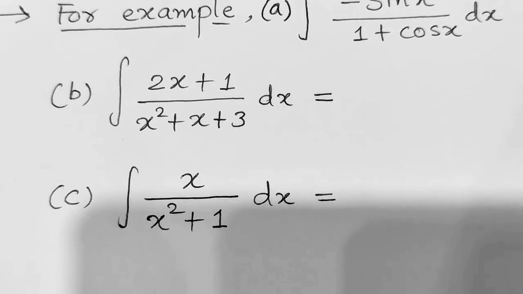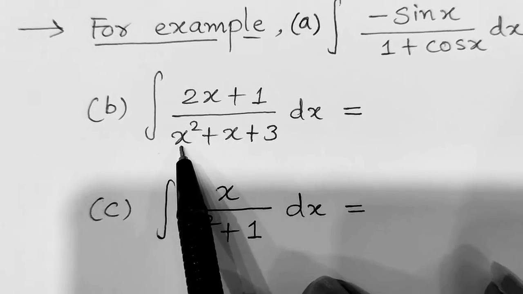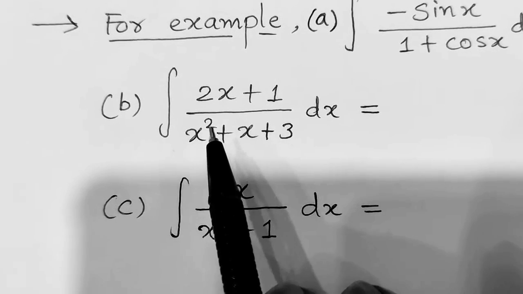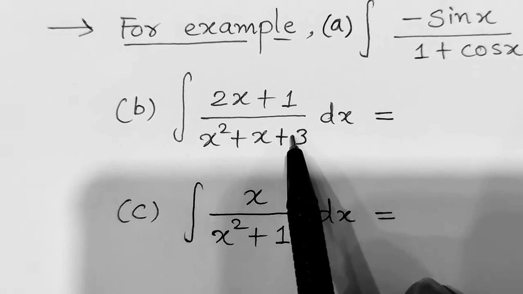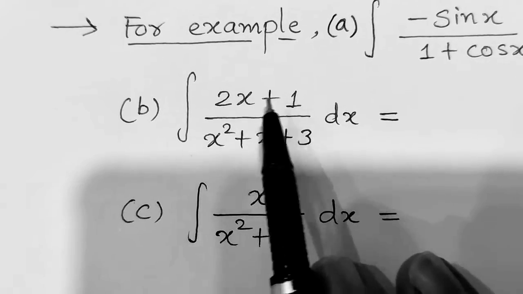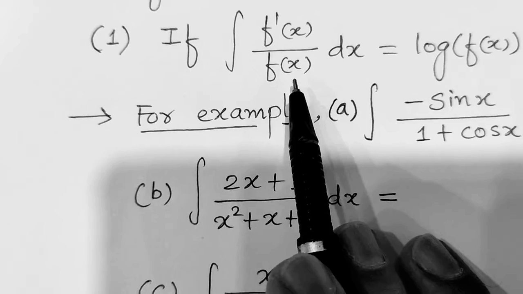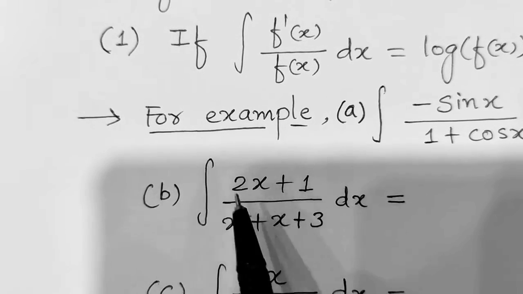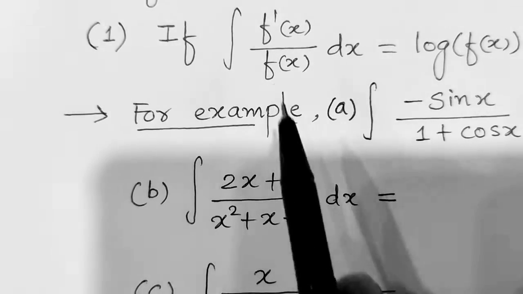Now let us move to the second example. Here also, you can see x square plus x plus 3 is our function f of x. Its derivative will be 2x plus the derivative of x, which is 1, and the derivative of 3 is 0. So simply its derivative is 2x plus 1, which is in the numerator. So again it is of the type f dash x upon f x, where f x is x square plus x plus 3, and its derivative 2x plus 1 is in the numerator.